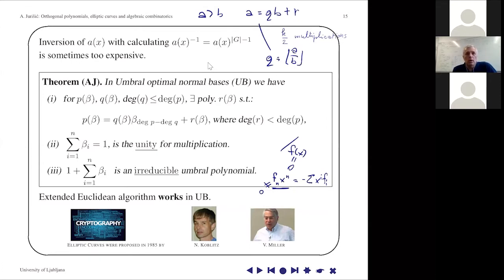And once I did that, I actually had the extended Euclidean algorithm work in this umbral basis, or if you want, Chebyshev basis. And luckily, we were now ready to do cryptography, the cryptography which used elliptic curves. And this group on elliptic curves was proposed by Neal Koblitz and Victor Miller. Okay, so this was the result, and you see, you cannot run away from orthogonal polynomials. They keep coming. The challenge is just to understand them well.